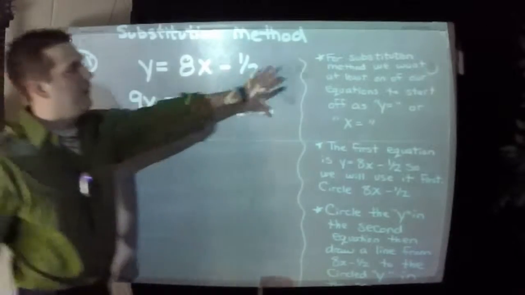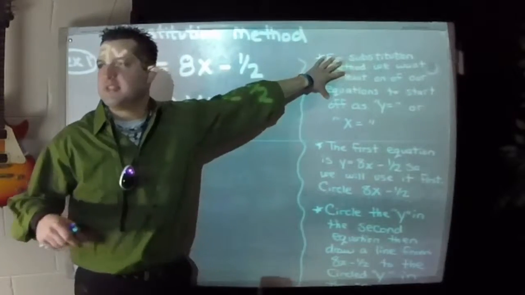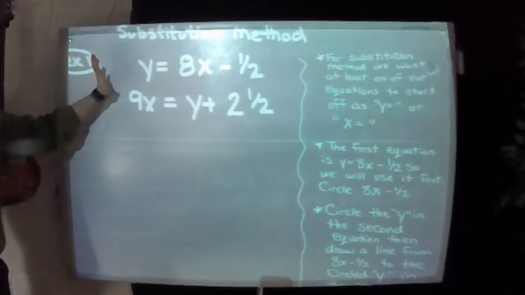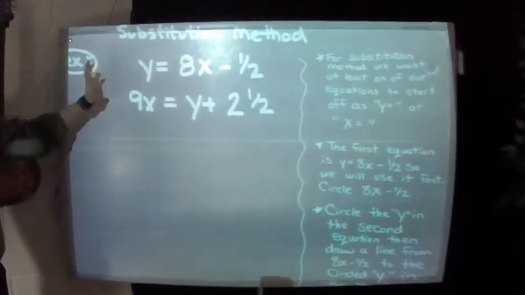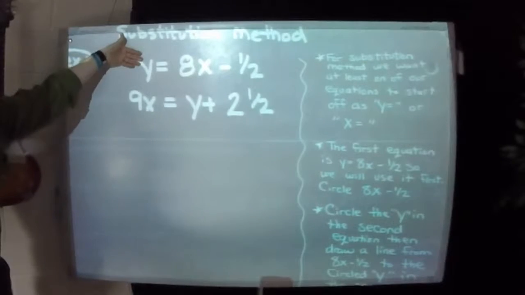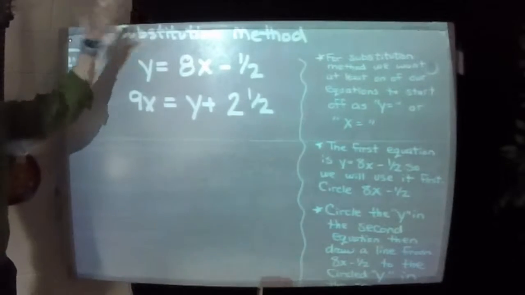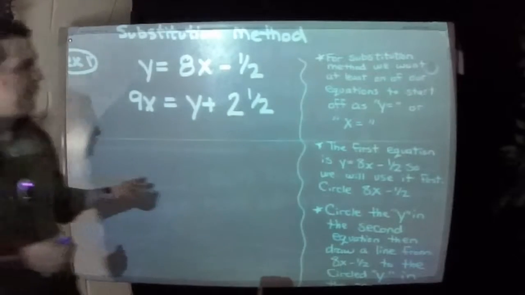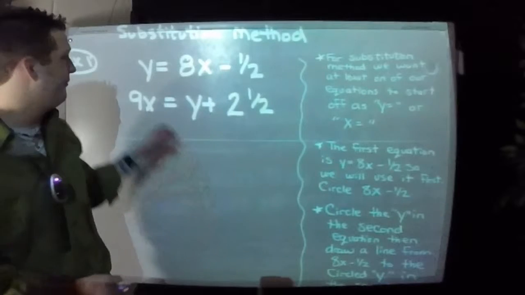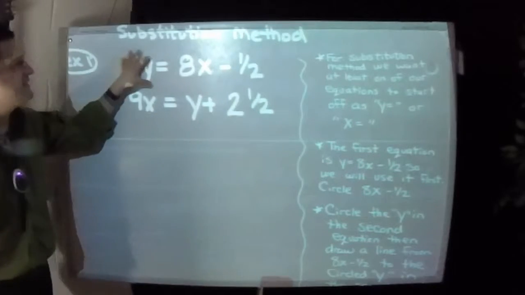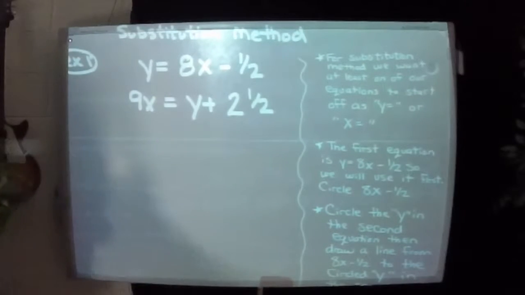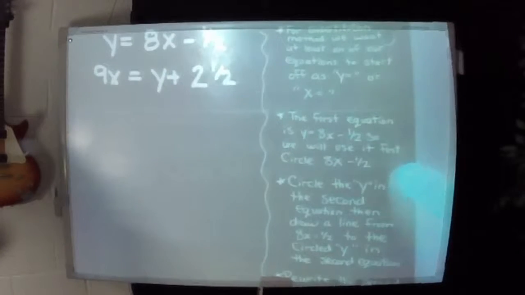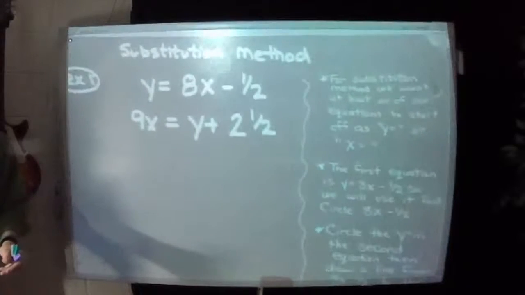All right, what we want though, here's how you know a system is set up for substitution. Look at it and ask yourself, is one of them, at least one of them, y equals or x equals? What is this top one? Y equals. Good. Substitution is going to work good here. Elimination is the next one we're going to do, and we'll talk about that one tomorrow. But this one says y equals, substitution is going to work great. Here we go. The first equation is y equals 8x minus 1/2, so we're going to use it first.